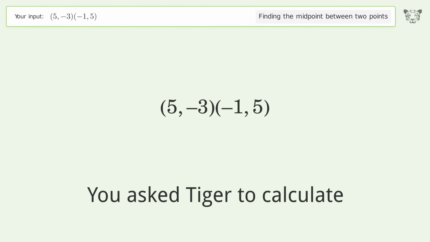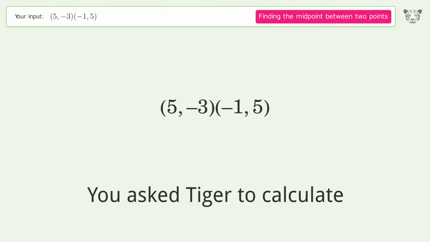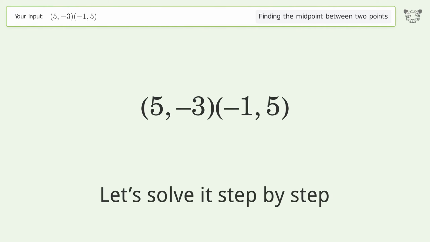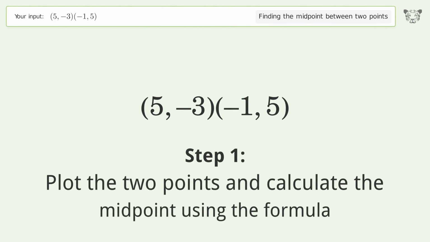You ask Tiger to calculate. This deals with finding the midpoint between two points. The midpoint between the two points is 2, 1. Let's solve it step by step. Plot the two points and calculate the midpoint using the formula.